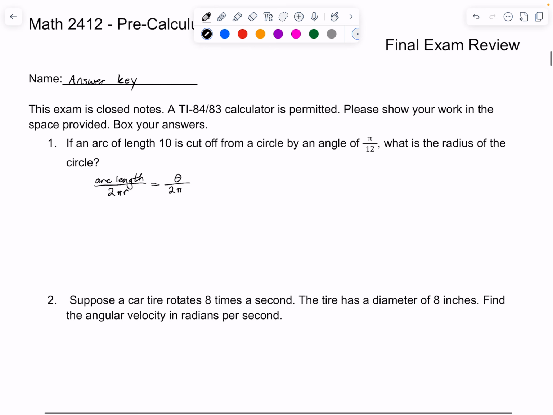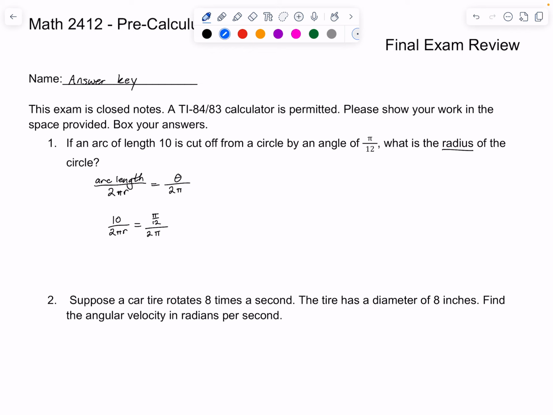So for this particular question, we will plug in 10 for the arc length. And I've got 2 pi r. We don't know what the radius is. That's what we're asked to find. And then my angle is pi over 12 divided by 2 pi.